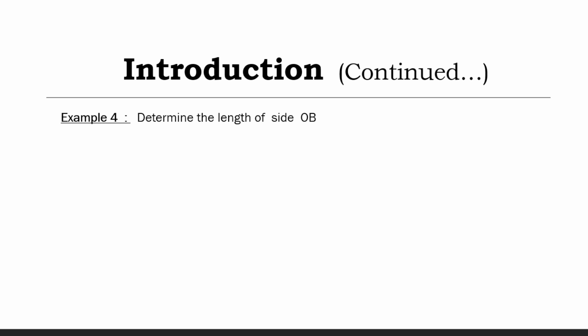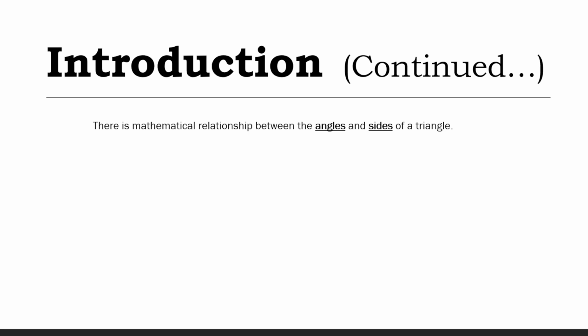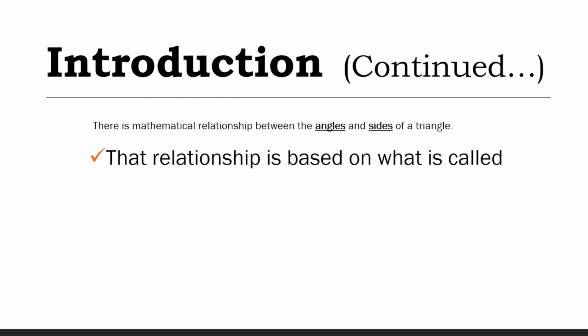In the same manner, we can apply the trigonometric function cosine or sine again to find OB. Given the same triangle, we can say cos alpha equals OB over OA, where OB can be made the subject of the formula. Then on the right you have what is known, substitute the values, and we find that OB is 3 units.